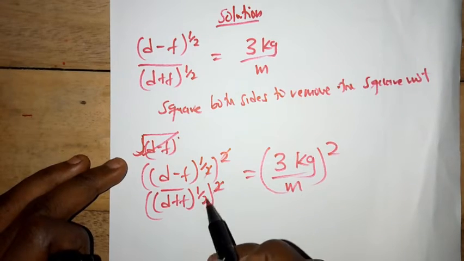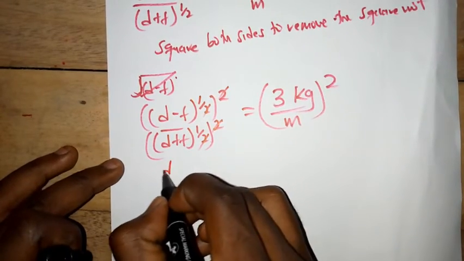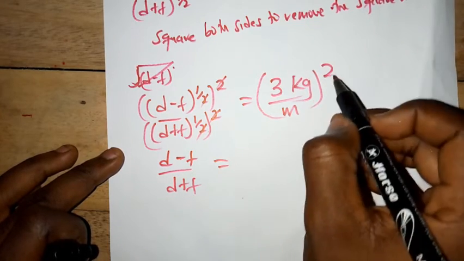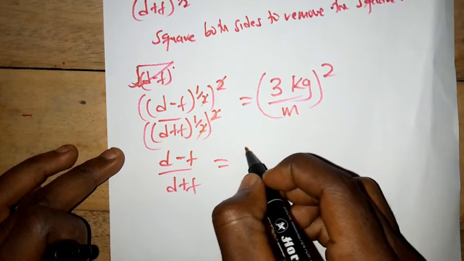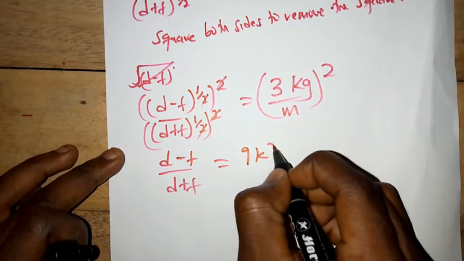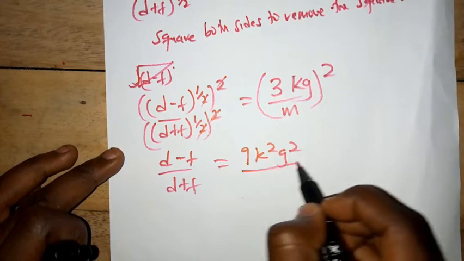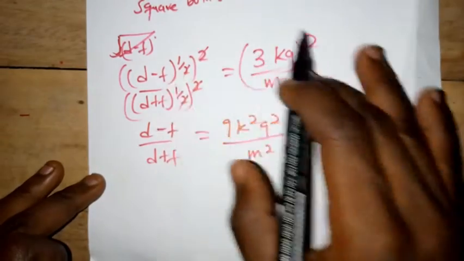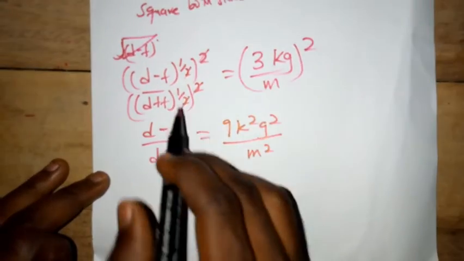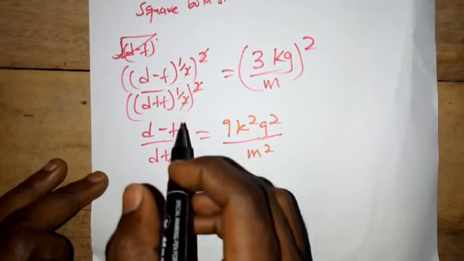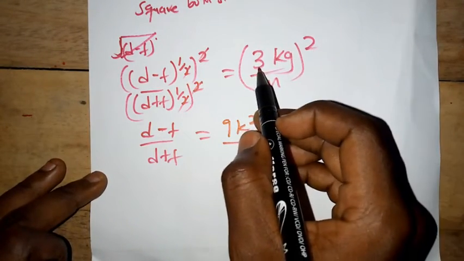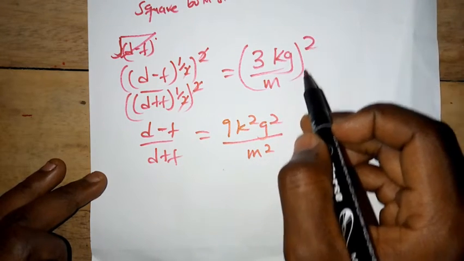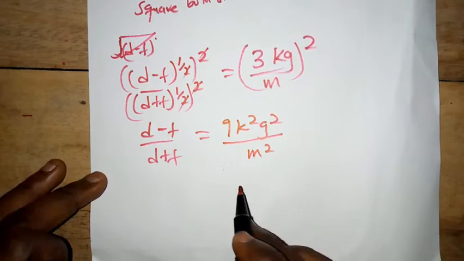So realize what is happening. We have D minus F over D plus F here being equal to, now squaring this side, we have 9k squared g squared all over M squared. So this is what we have in squaring both sides. We've gotten rid of the square root on this side. Therefore this becomes 3 squared, which is 9, k to the power 2, g to the power 2, and m to the power 2.